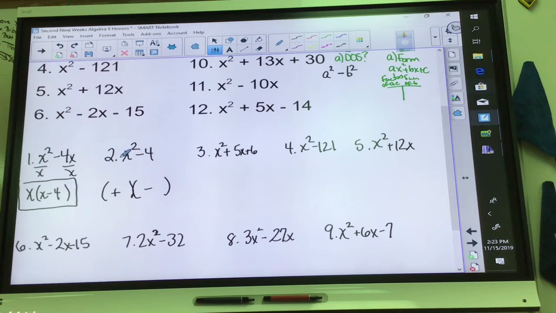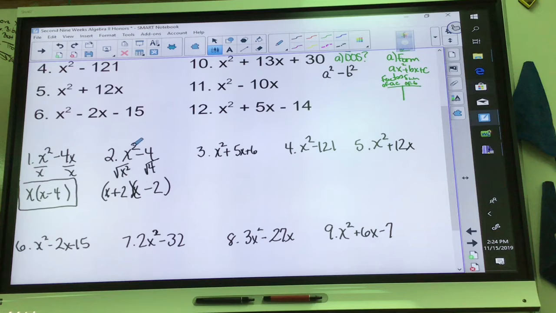Take the square root, since you're talking about perfect squares, take the square root of x squared. That answer goes in the first spot of each of these. Then take the square root of 4. That answer goes in the second spot of each of these.